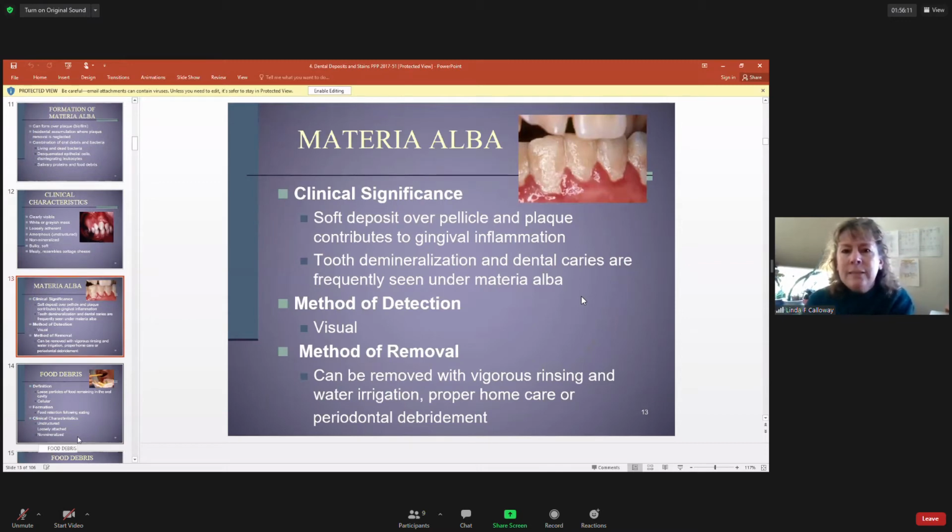Why is it significant? A soft deposit over pellicle and plaque contributes to gingival inflammation. So this will be a good example of not a food impaction but materia alba, where the patient's not brushing at all or barely brushing. And this is just bulky buildup of debris in the mouth. And tooth demineralization and caries are frequently seen under materia alba.